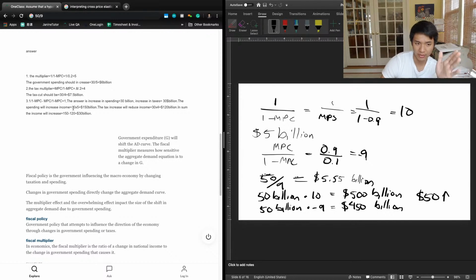Spending will increase income by 30 times 5, so 150. For us, that's 50 times 10. And a tax increase will reduce income by 30 times 4. For us, that's 50 times 9. In sum, the income will increase by $30 billion. For us, it was $50 billion. So the work is the same.